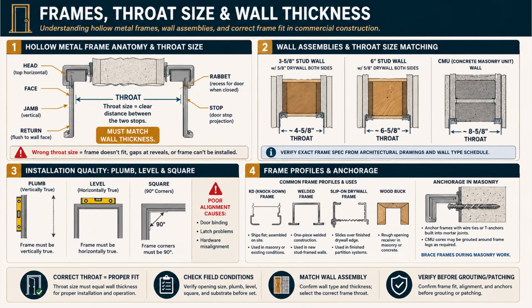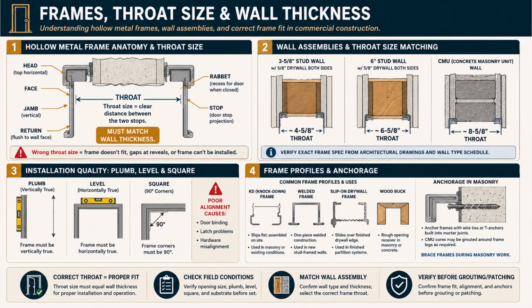For a 3 5/8 inch stud wall with 5/8 drywall on both sides, the throat is about 4 5/8 inches. For a 6-inch stud wall with drywall both sides, the throat is about 6 5/8 inches. And for a CMU, concrete masonry unit, wall, the throat is about 8 5/8 inches. See the pattern? The throat equals the total wall thickness, drywall and all. And the note says it. Verify the exact frame spec from the architectural drawings and the wall type schedule.